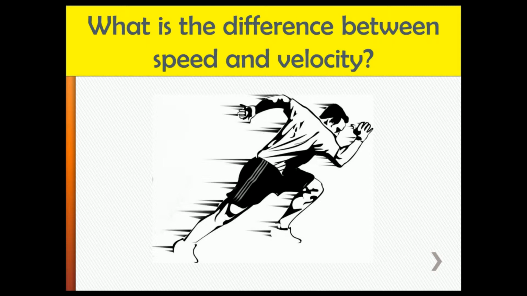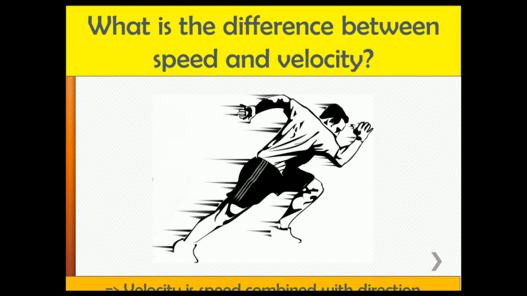Well, I'll tell you the difference. Speed is a straight measurement of size, so about how fast you're going. Velocity is that plus it has a direction. So velocity is speed combined with direction. Now, what does that mean?